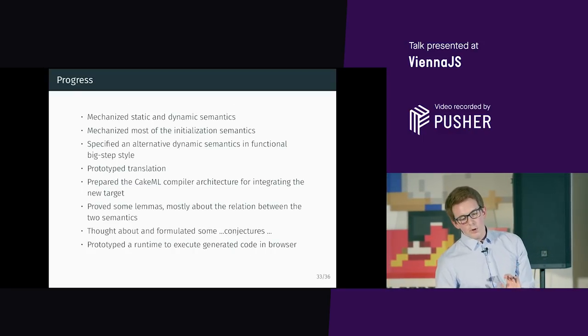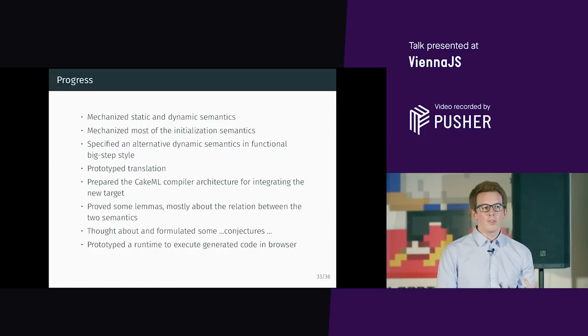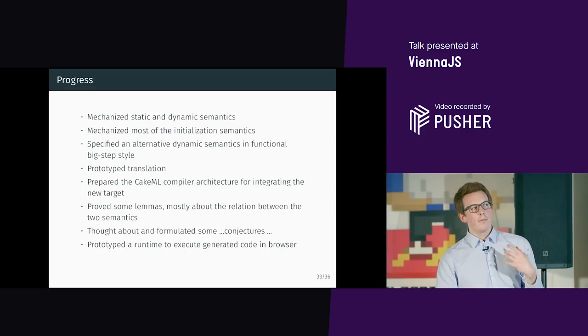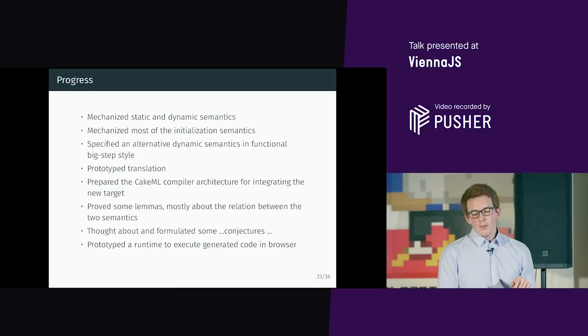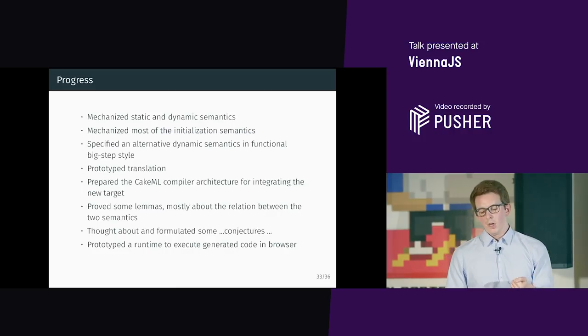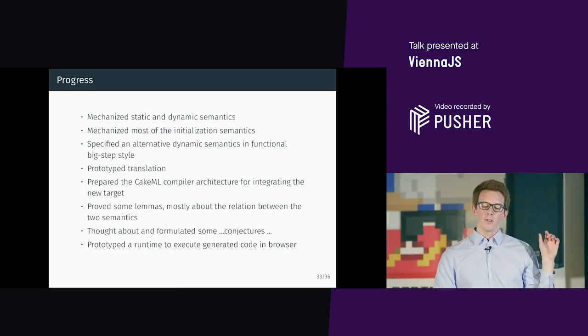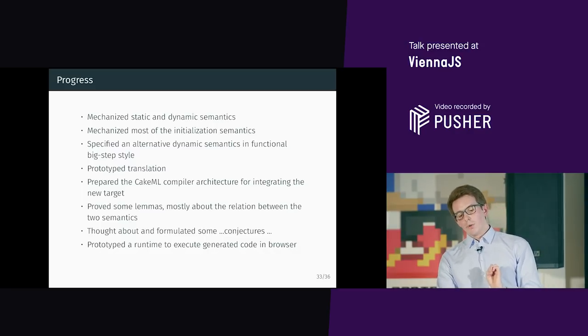So the progress is that the static and dynamic semantics of WebAssembly have been mechanized. This means I sat down and wrote a formal version of the WebAssembly spec in higher order logic. That's not something you get for free. And the initialization semantics of WebAssembly are mostly formalized. This is what happens when you actually instantiate a module. And I also have this alternative version of a semantics in big step style, because the semantics given in the spec are small step.